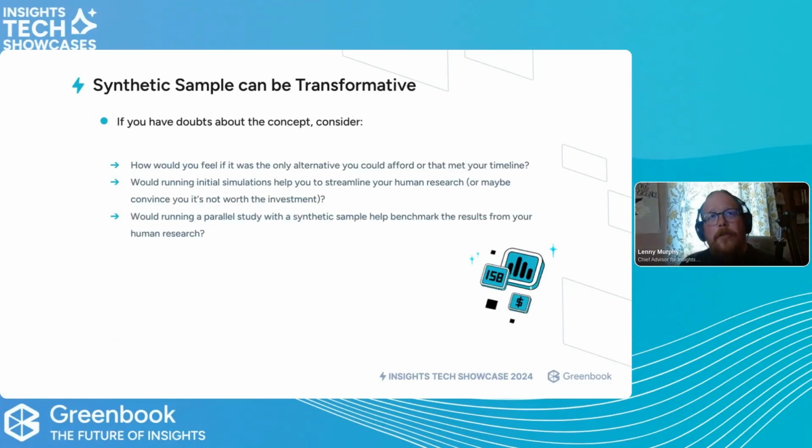But if you have doubts, really think about this. What if it was the only solution that you had? What if running these simulations helped you streamline the human research so it could be more effective? So you could focus on the unknowns. You could focus on the aha moments rather than, let's say, asking a ton of screening questions and going through that whole process and repeating the same things longitudinally. Instead, you're able to say, all right, we've got the longitudinal information here. We have a good sense of this. Now let's probe. Let's understand. Let's look for the deeper insights.